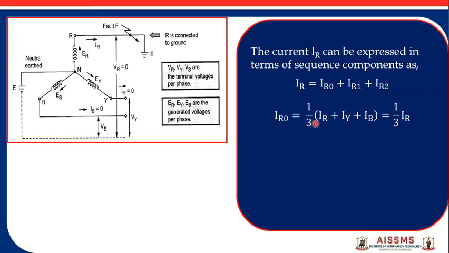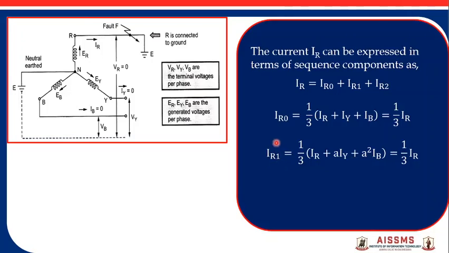IR0 is given by 1/3 (IR + IY + IB). But from this diagram we have IY is 0, IB is 0. So replacing IY and IB by 0, we are getting IR0 as 1/3 IR. Similarly, we have the equation for IR1, which will be 1/3 (IR + A IY + A² IB).